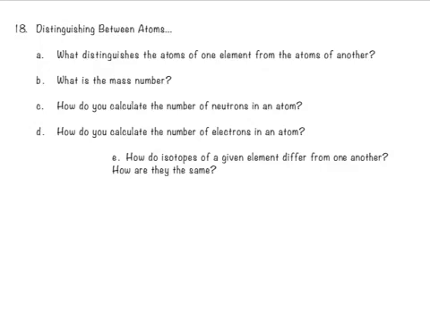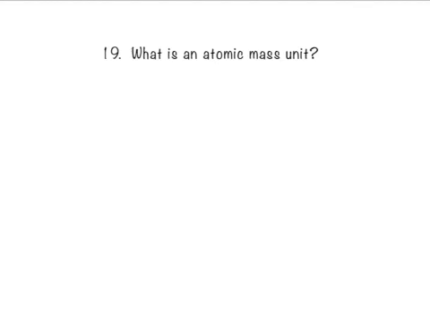And then finally, E, how do isotopes of a given element differ from one another? They differ by atomic mass, so they have different numbers of neutrons. How are they the same? They have the same number of protons because they are the same element. The proton number, the atomic number, is what defines what an element is. An atomic mass unit is defined as 1/12 the mass of a carbon-12 atom.